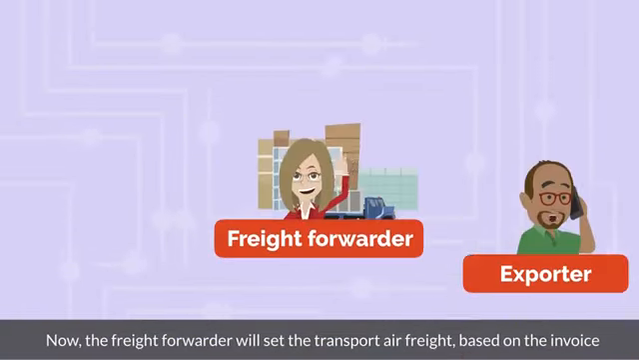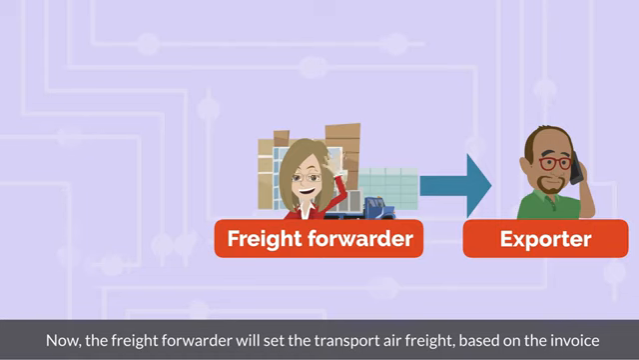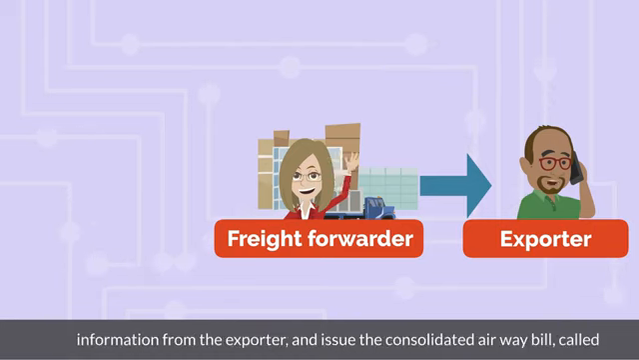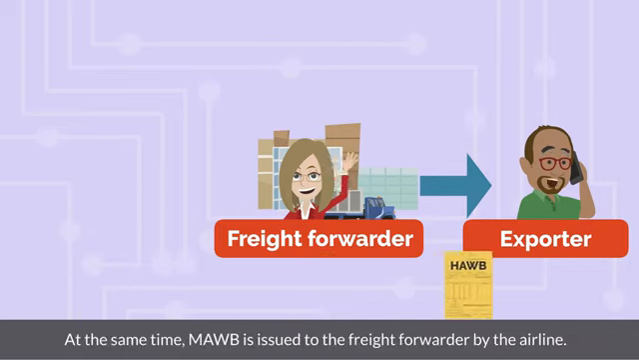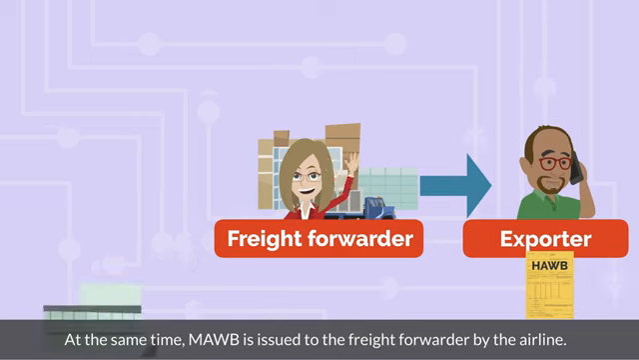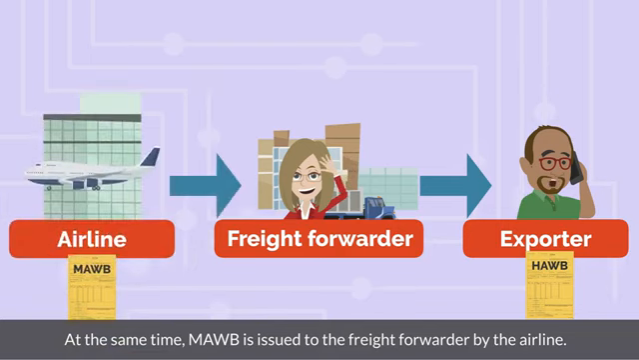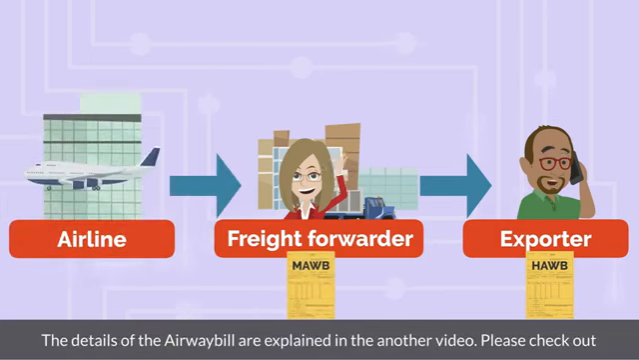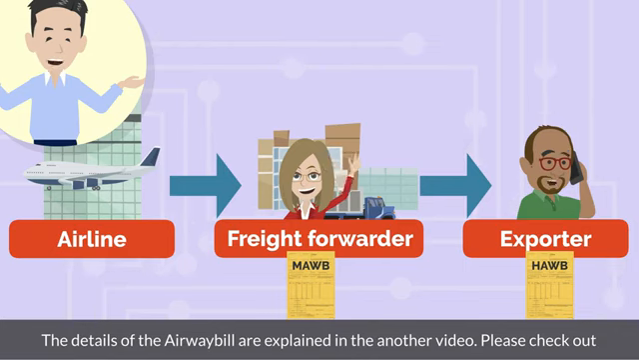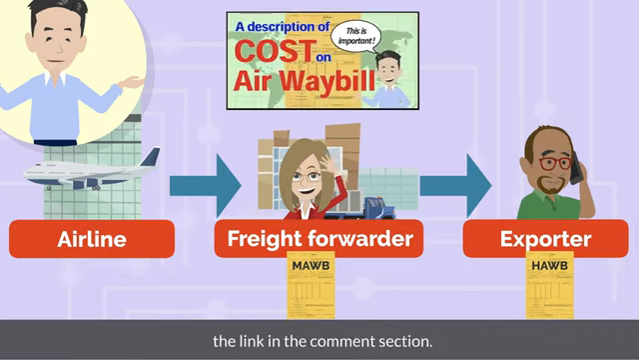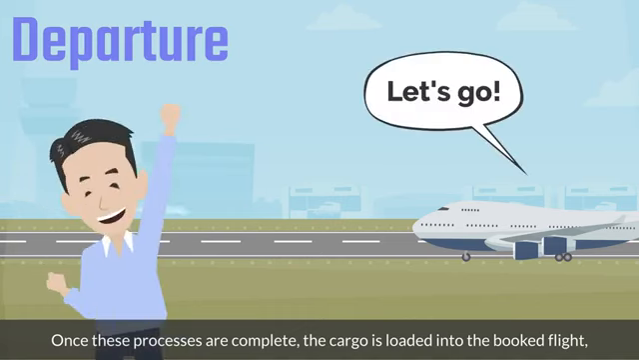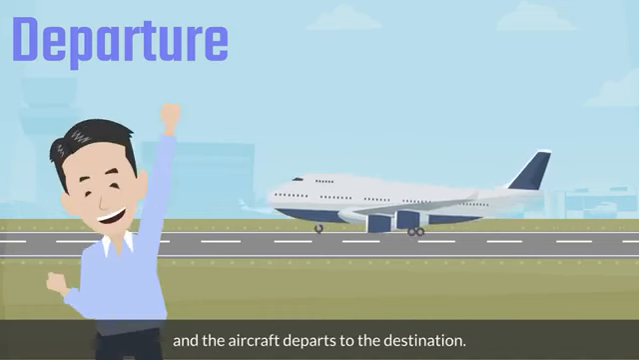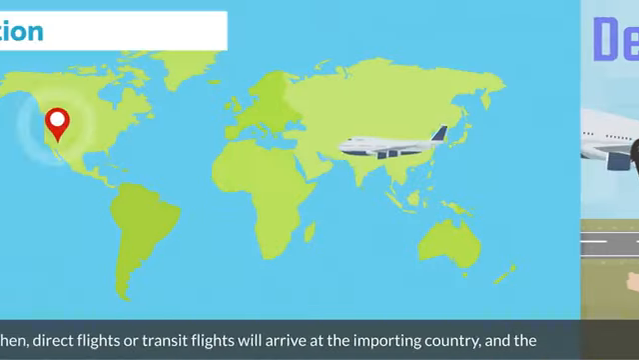Now, the freight forwarder will set the transport air freight, based on the invoice information from the exporter, and issue the consolidated airway bill, called house airway bill, to the exporter. At the same time, master airway bill is issued to the freight forwarder by the airline. The details of the airway bill are explained in another video. Please check out the link in the comment section. Once these processes are complete, the cargo is loaded into the booked flight, and the aircraft departs to the destination.